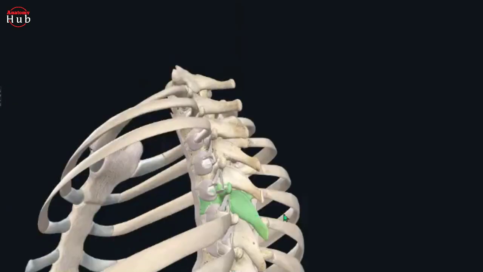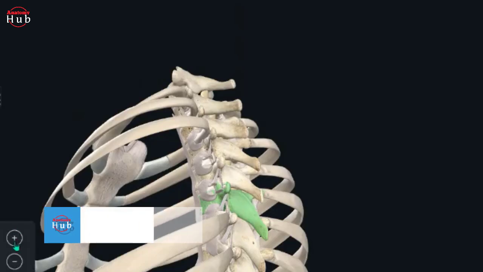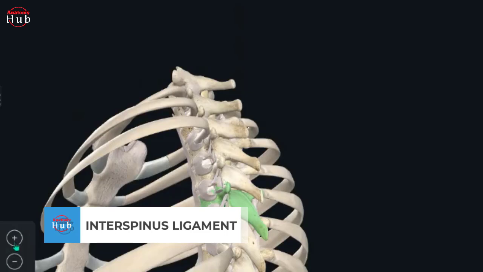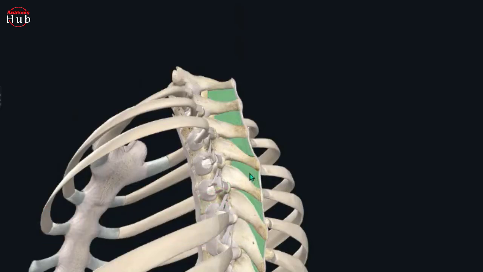Okay, but you just remember right now as the costo-transverse ligament, because in ribs we will cover that. Okay, then here in between the spinous process to spinous process, right? There you will find another ligament. Okay, so that ligament will be the interspinous ligament. Okay, I will try to show you here. Interspinous ligament, this one. Inter or intra? Inter, I-N-T-E-R, in between. Intra means inside.